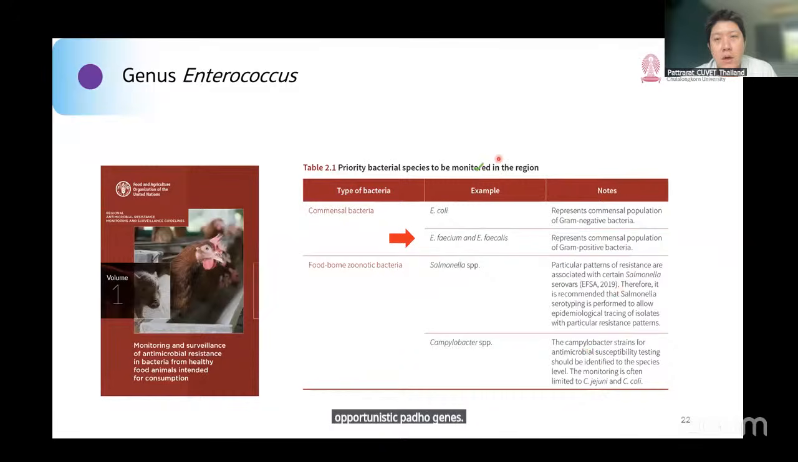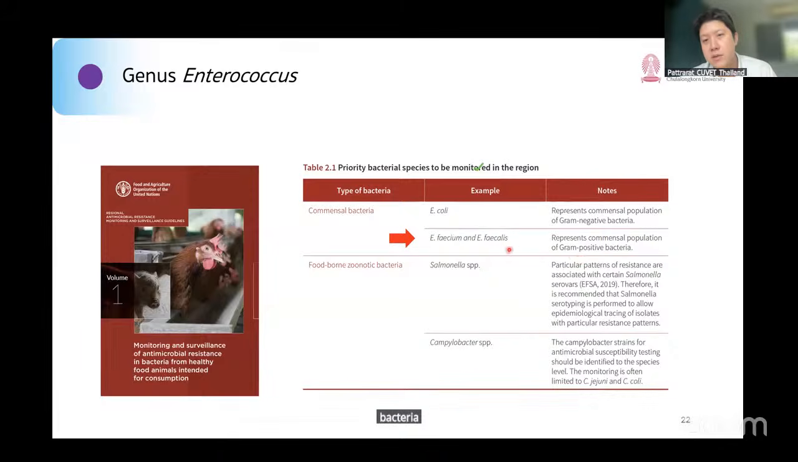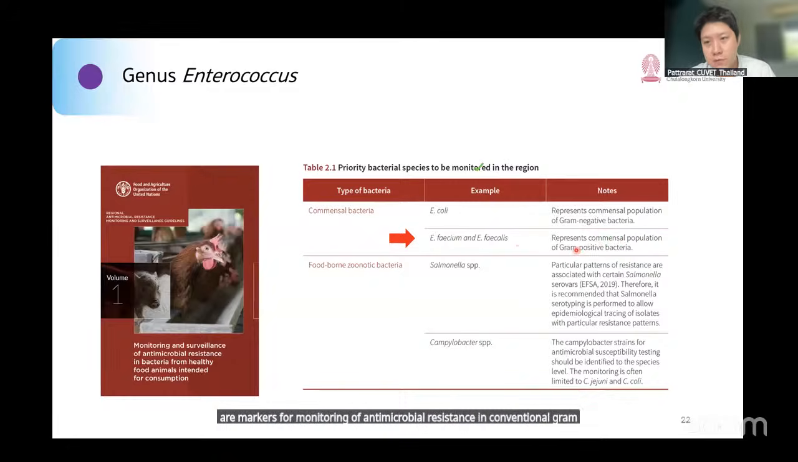For antimicrobial resistance monitoring, Enterococcus faecium and faecalis represent the commensal populations of gram-positive bacteria. These are markers for monitoring of antimicrobial resistance in commensal gram-positive bacteria.